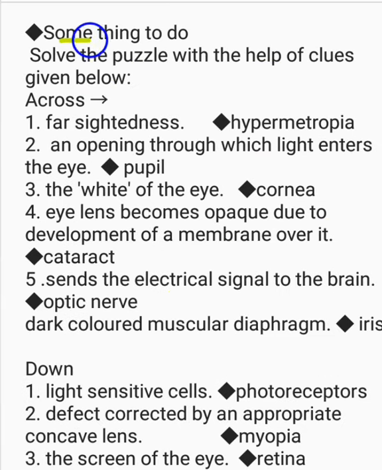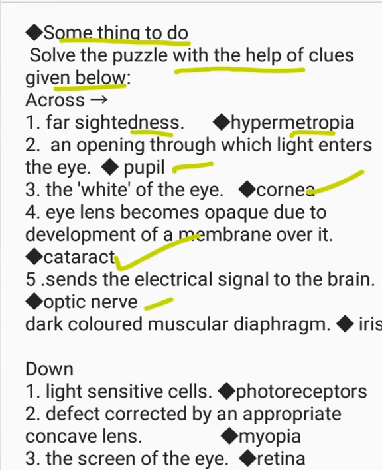The next question, something to do. Solve the puzzle with the help of clues given below. Across: farsightedness, hypermetropia; opening through which light enters the eye, pupil; the white of the eye, cornea; eye lens becomes opaque due to development of a membrane over it, cataract; sends the electrical signal to the brain, optic nerve; dark color muscular diaphragm, iris.